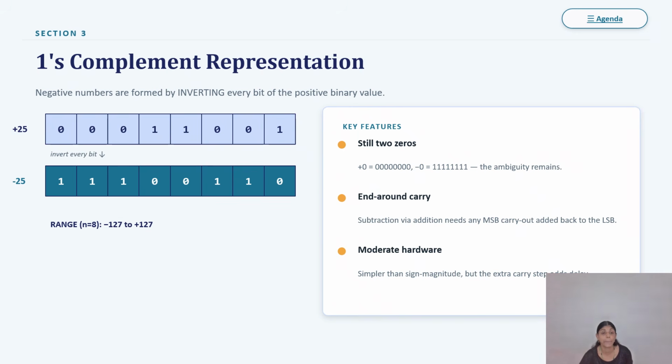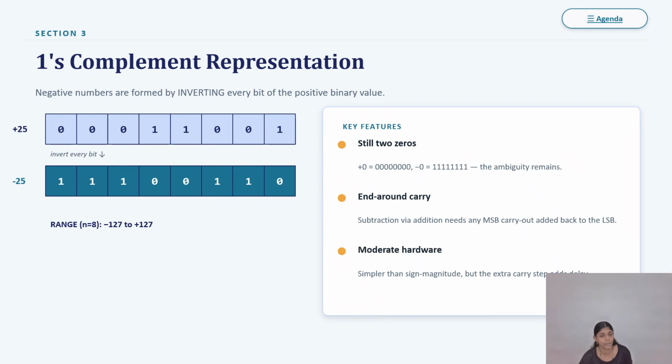Now you are going to apply the ones complement to this plus 25 to convert it into minus 25. So what is a ones complement? 0 should be converted to 1 and 1 should be converted to 0. I mean it is inverting. So first check your LSB. In plus 25 it is 1, but in minus 25 it is 0 because 1 is inverted to 0. Check your second bit, 0 converting to 1. Third bit 0 converting to 1. Fourth bit 1 converting to 0.